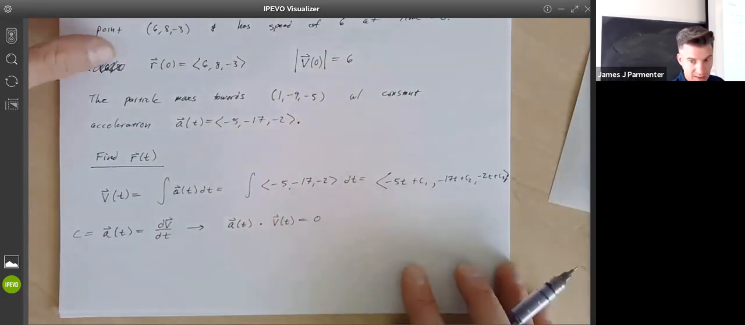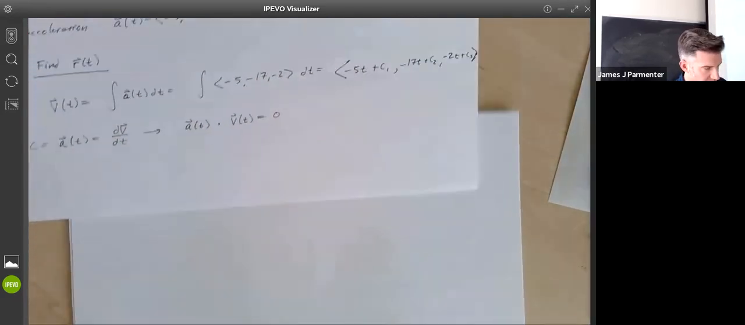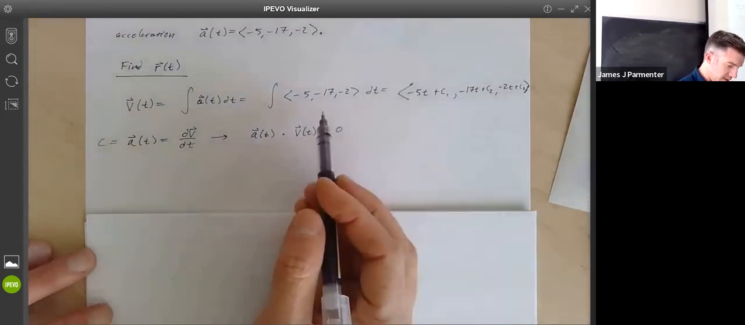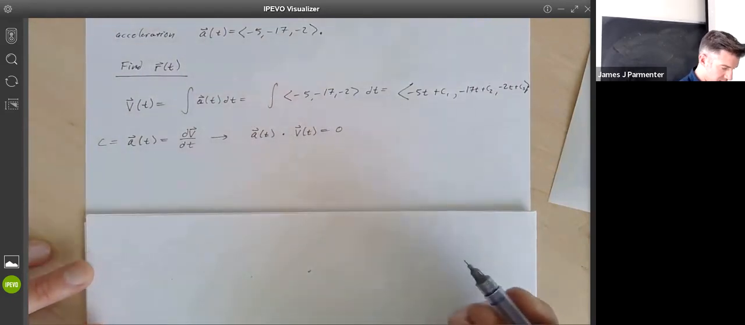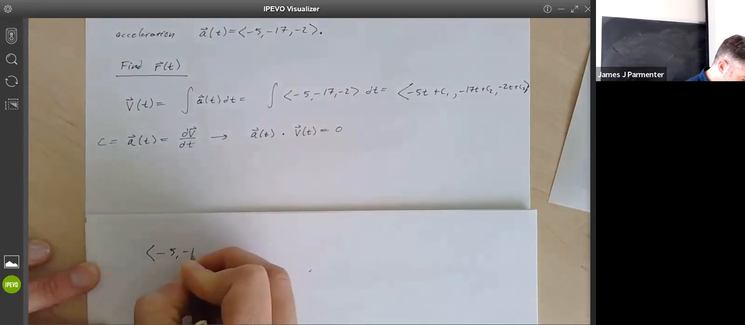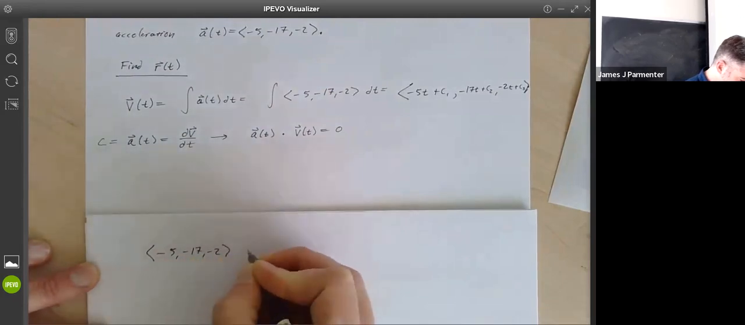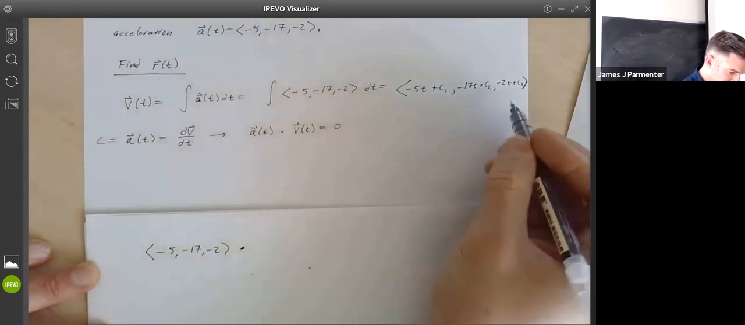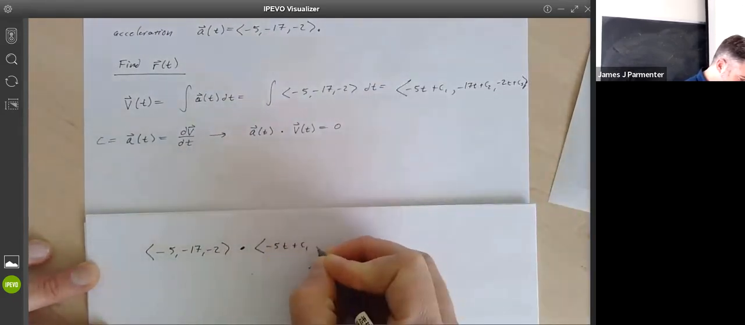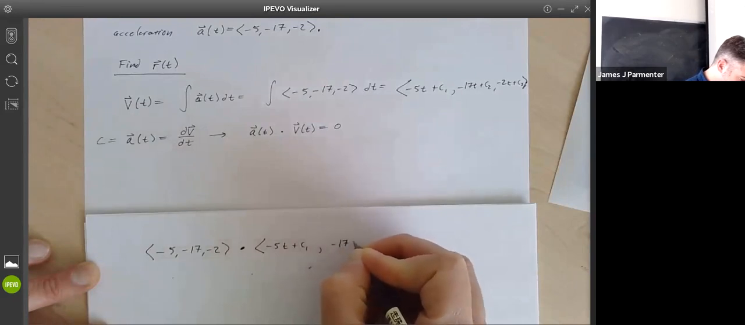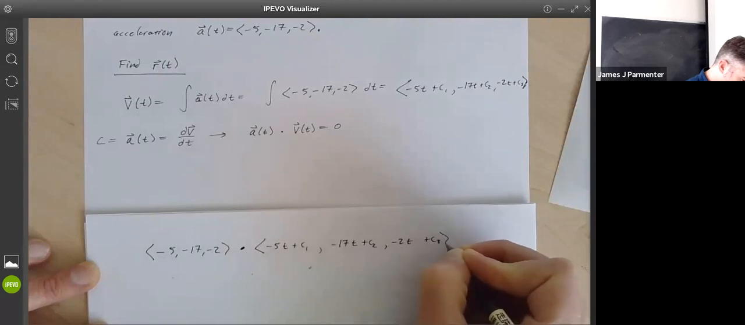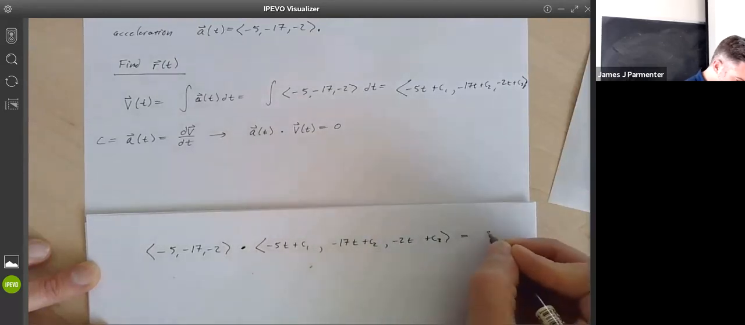Things are probably about to get a little complicated, or have already gotten a little complicated, and they're going to get more complicated. So let's see what we've got. Here's what we can say: these two things dotted equals 0. So I have this vector, -5, -17, -2, dotted with this vector, -5t plus c1, comma, -17t plus c2, comma, -2t plus c3. That should equal 0.